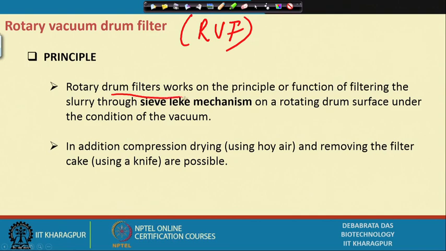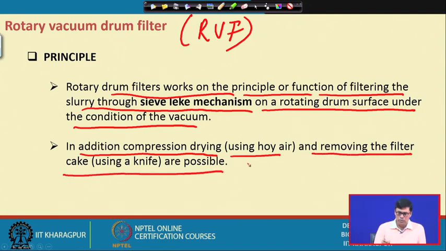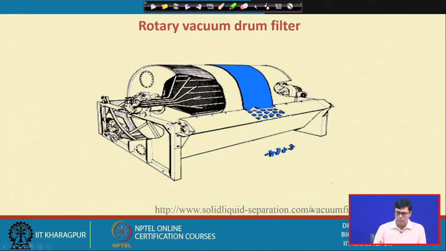Now, the rotary vacuum filter works on the principle of filtering slurry through the sieve mechanism on a rotating drum surface under vacuum. In addition, compression drying using hot air and removal of the filter cake are possible. Let me go to the exact photograph of that particular process.